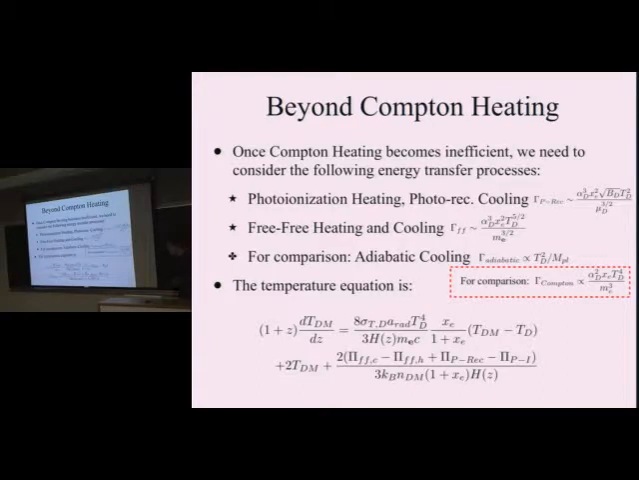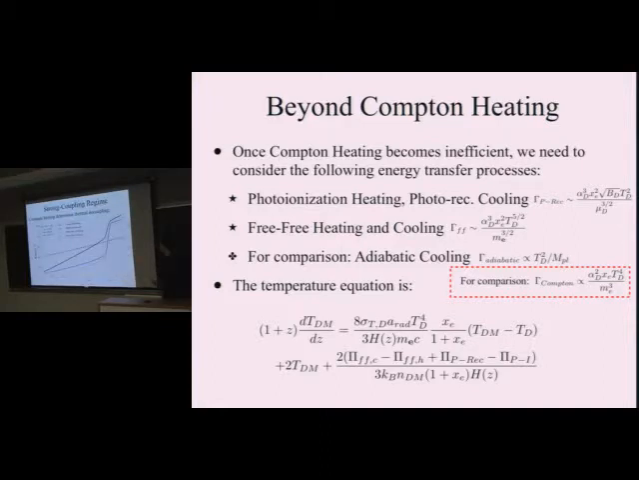And at the end of the day, this is the equation you need to solve to get the matter temperature. This is the Compton heating term, which is going to be fine for regular hydrogen. This is adiabatic cooling from the expansion of the universe. And these are the new processes that we now include in our analysis to better capture the energy transfer between the dark photon sector and the dark matter sector.